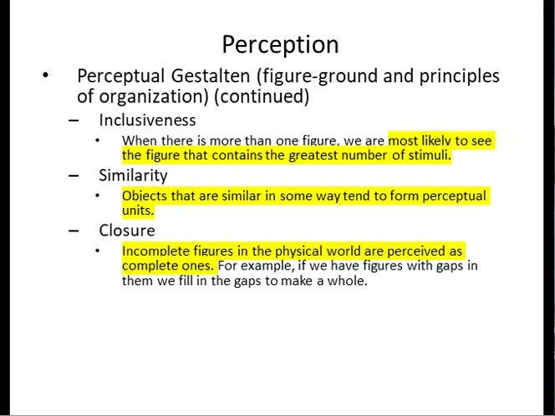Then we also have closure. Incomplete figures in the physical world are perceived as complete ones. For example, if we have figures with gaps in them, we will fill in those gaps to make a whole. It's a tendency that we have. For example, we can have several triangles together going around in a circle, and we will see them connect even though they're not connected. We'll see a star when there is no star.